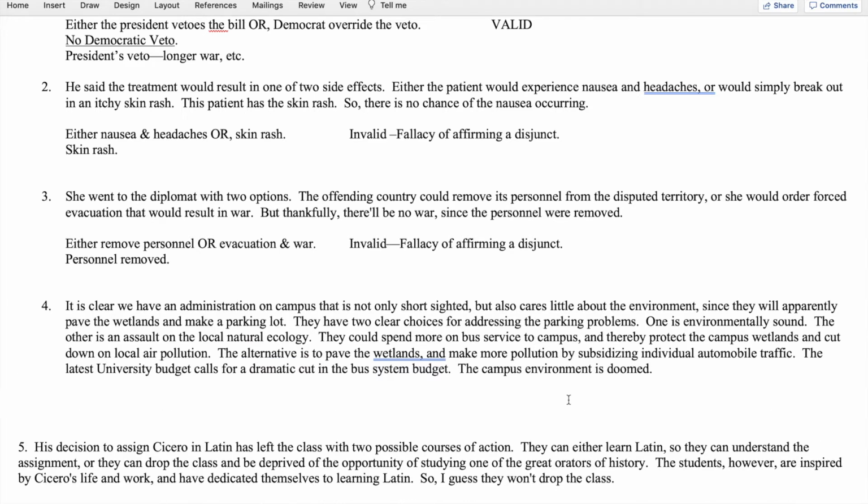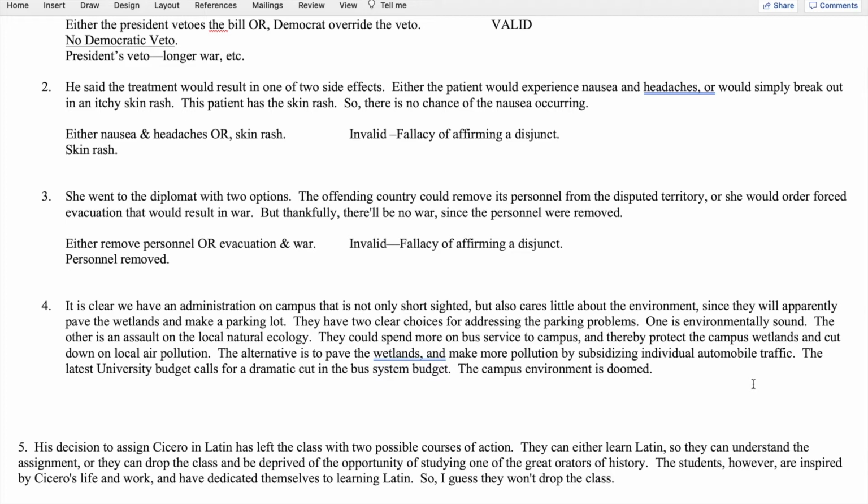Number 4. It is clear we have an administration on campus that is not only short-sighted, but also cares little about the environment, since they will apparently pave the wetlands and make a parking lot. They have 2 clear choices for addressing the parking problems. One is environmentally sound. The other is an assault on the local natural ecology.